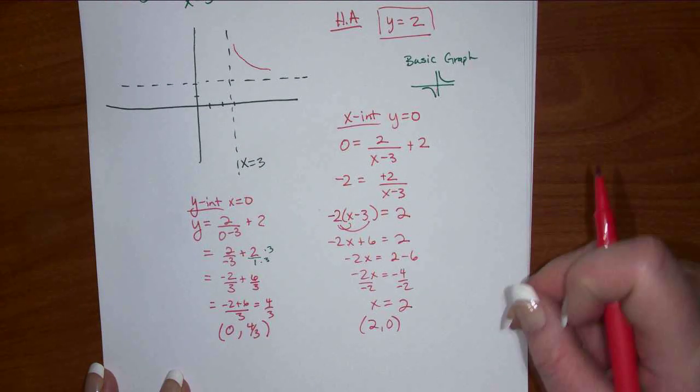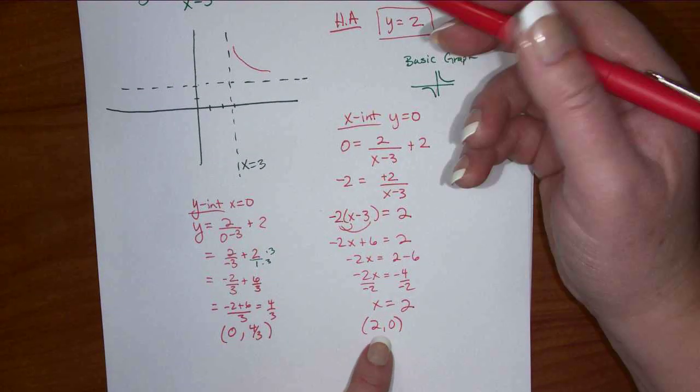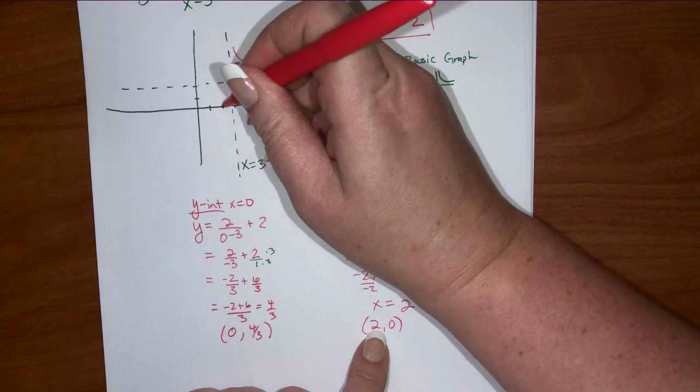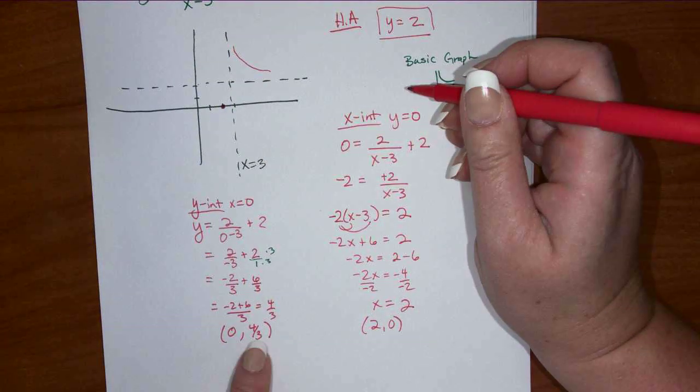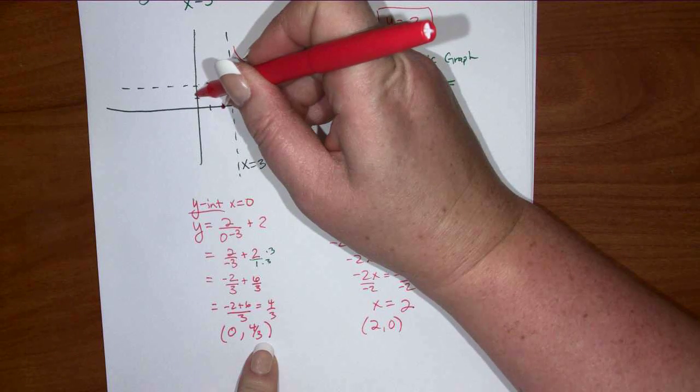Okay, so let's go back to the drawing, our graph, and put these points on. So x is 2, 2, 0 is here, and then y is 4 over 3, so here's 1 and a third right there.